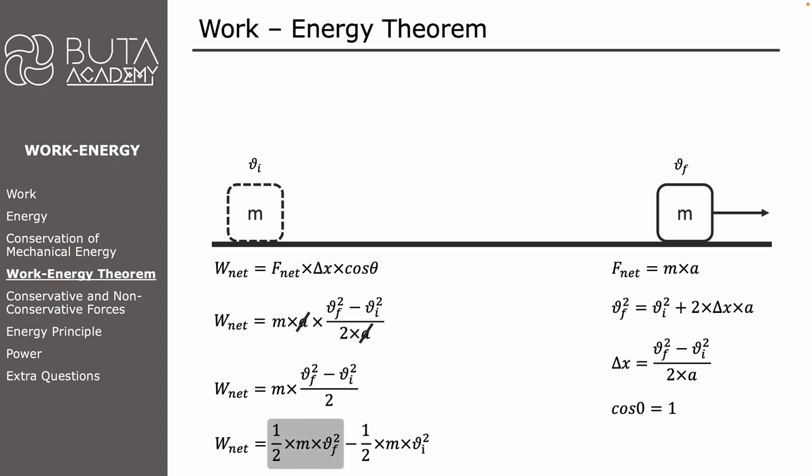Using the formula 1 over 2 times mass times square of velocity, we can calculate an object's kinetic energy, as we learned in earlier lessons. In other words, the net work is equal to the difference between the final and initial kinetic energies. Based on this final expression, we can define the work-energy theorem.